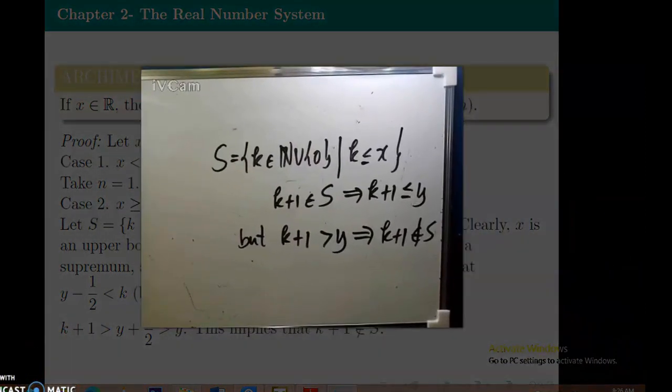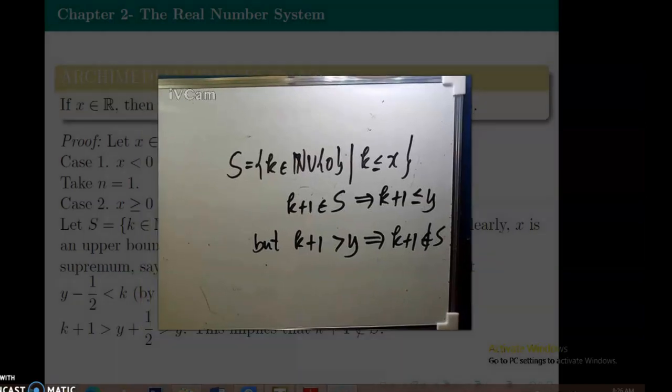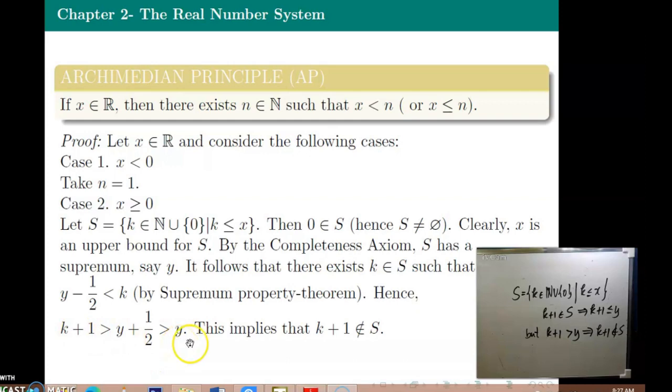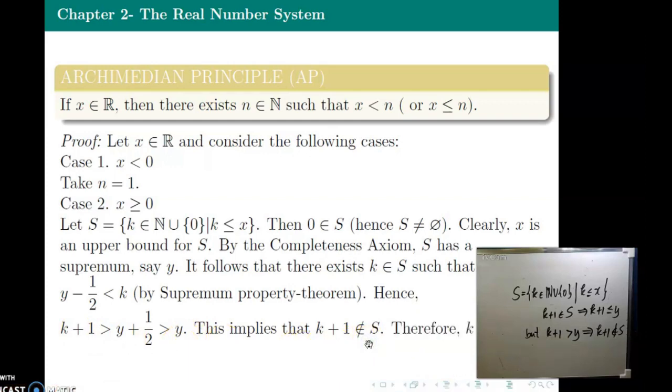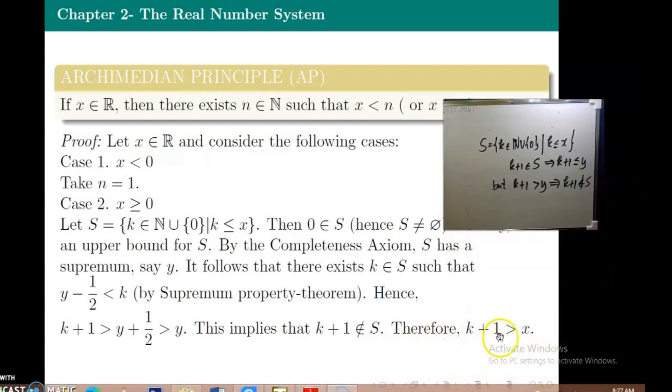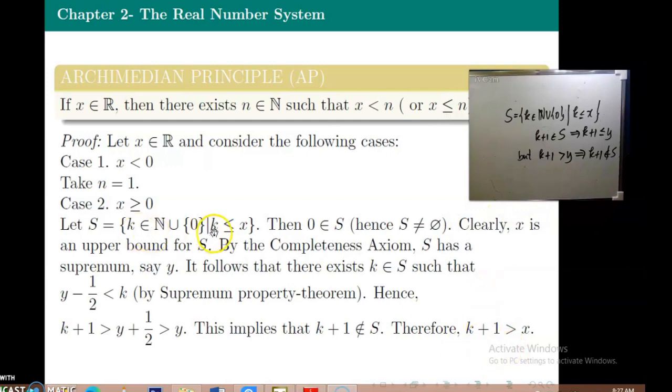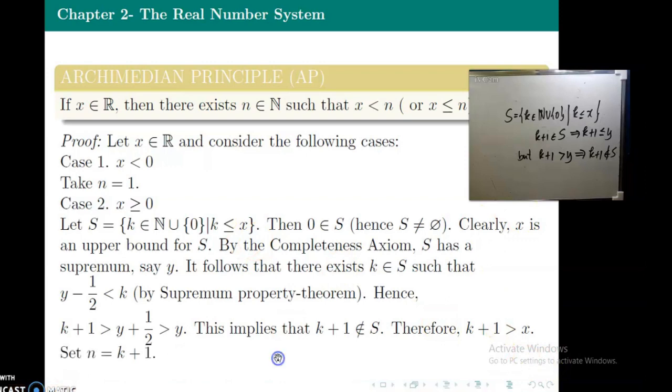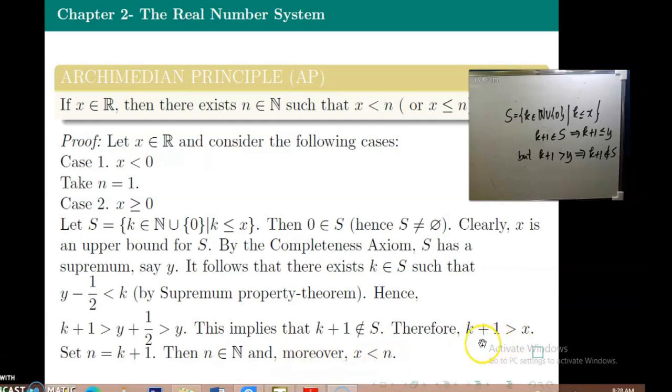Why? This is because our S here is the set of all K such that K is less than or equal to X. If K plus 1 is in S, we should have K plus 1 less than or equal to Y. But in our result, K plus 1 is greater than Y. So we can say that K plus 1 is not in S. Therefore, since it is not in S, K plus 1 is greater than X. So we set N equal to K plus 1, then N is in the natural numbers, and moreover, X is less than N. So we're done. We have shown that X is less than N.